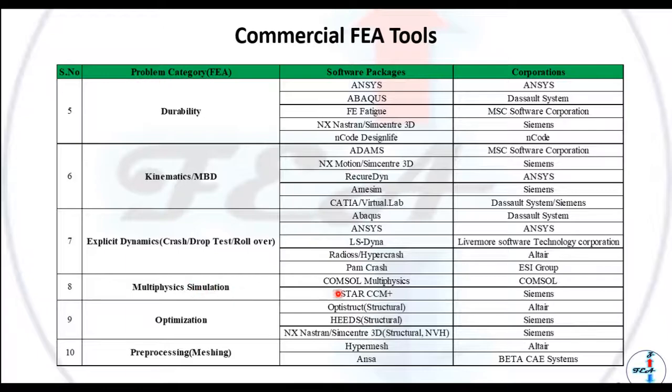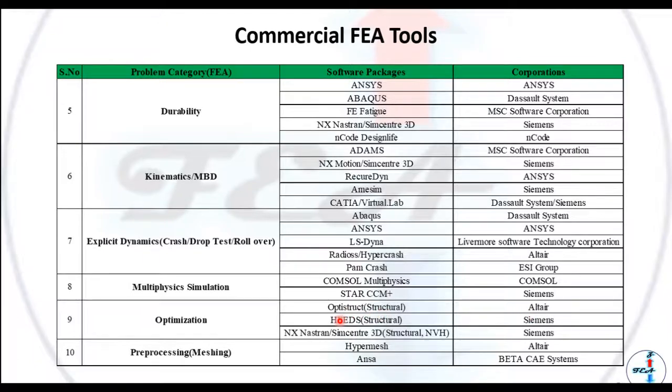Next one is multiphysics simulation. I have listed some known tools like COMSOL Multiphysics as well as Star-CCM+ from Siemens. Next one is optimization. Optimization falls under three categories: topology optimization, shape optimization, and size optimization. We will see the detail about these optimization techniques later. And generally we have some tools for optimization, OptiStruct, which I have listed for static structure analysis in the previous slide. So that we can use for optimization also, from Altair.